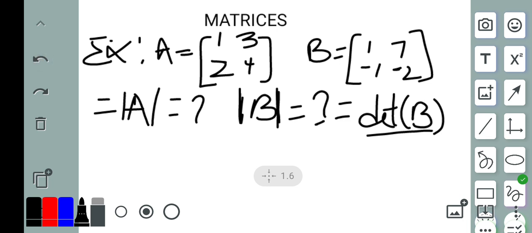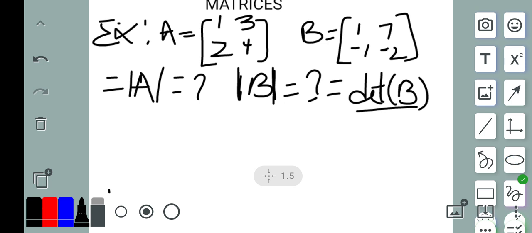Okay, so let's quickly solve this question. But before we solve it, I'm not going to solve both questions. I'm going to solve one and use the other one as an assessment. So from here, let me solve for B. Find the det of B.